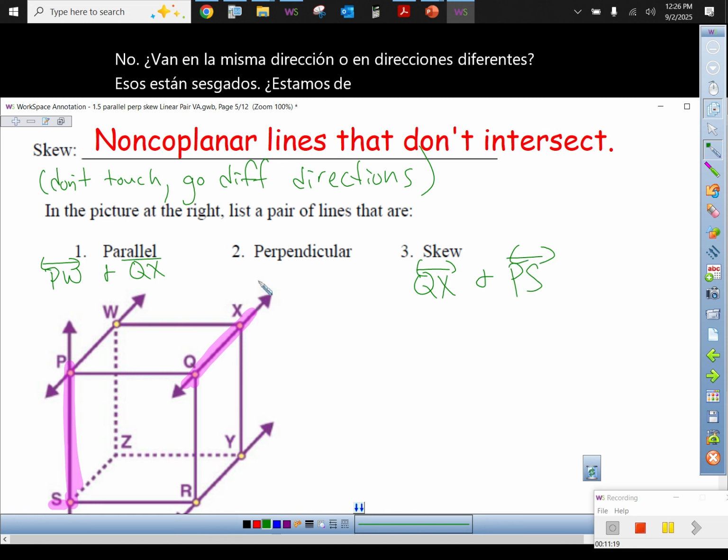And I forgot to write down some perpendiculars. For example, line PS and line SR were perpendicular. But this question is too easy because it's a cube, right? I want to get to a harder one and show you how to highlight to find skew. And last hour they did awesome with it, so I bet we'll do just as well.